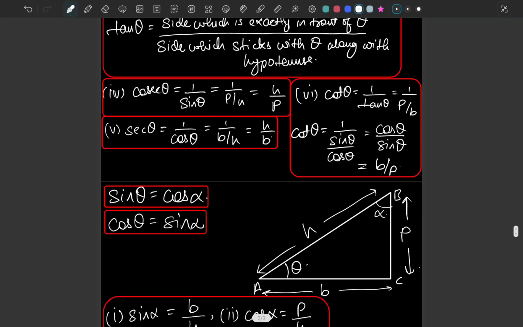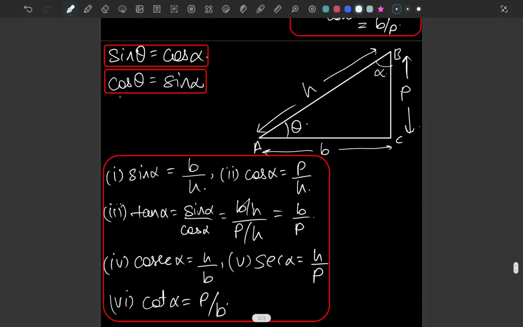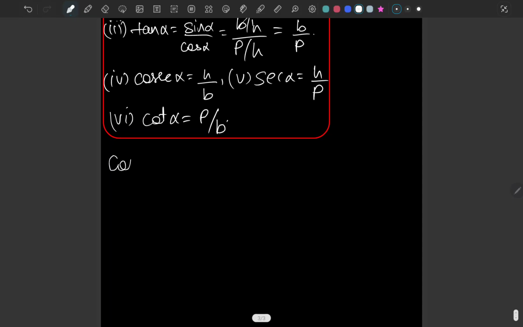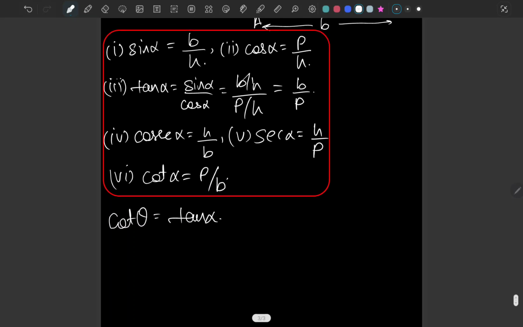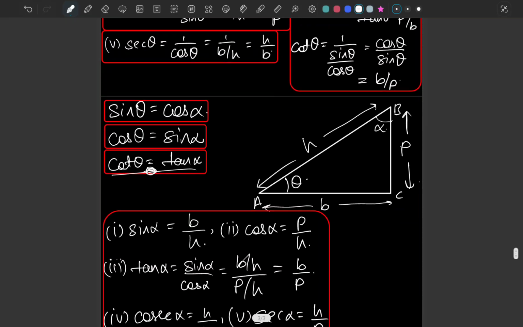Here your cotangent theta is b over p, and here your tangent alpha is b over p. It means your cotangent theta equals tangent alpha. Wow, that was really amazing, guys. Let me just play around with this. So we have cotangent theta equals tangent alpha, right? Let me just take another look once again, b over p.